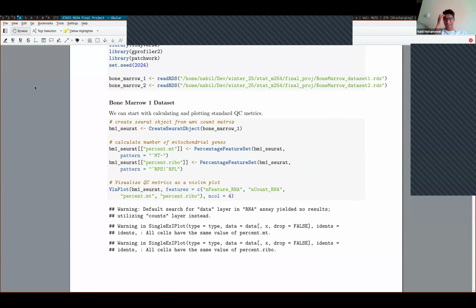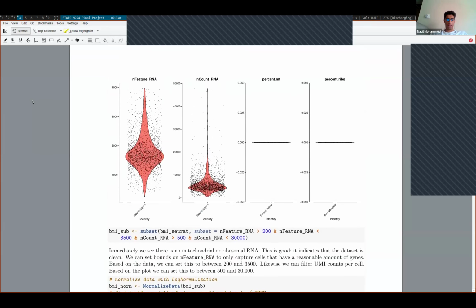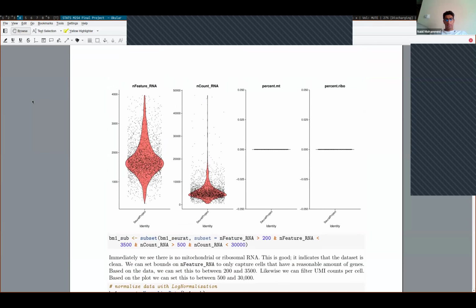Anyways, I'm going to talk about what I did. I followed a very similar analysis pipeline to everybody else, and I'll go through the bone marrow one data set. So first things first, I created the Seurat object, and then I wanted to visualize some QC metrics. The ones I chose were nFeature_RNA and nCount_RNA, percent MT, which is the mitochondrial genes, and then percent ribo for ribosomal RNA. I looked at these plots. It's good to see there's no mitochondrial or ribosomal RNA.